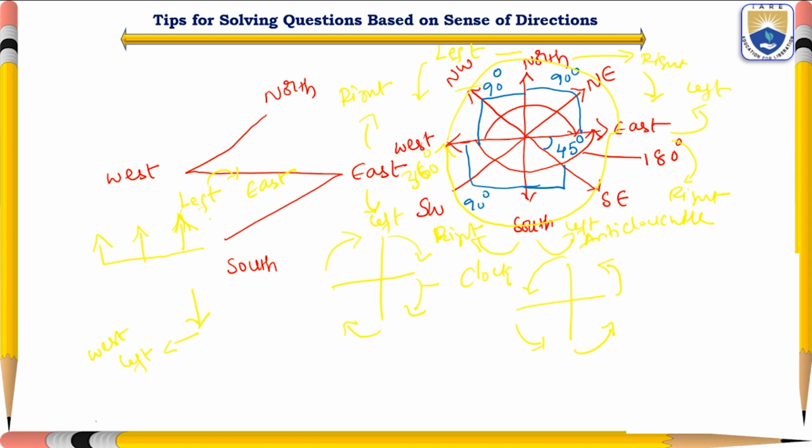west means he has to take a right turn, and from west to the north means he has to take again a right turn. From north to the east means he has to take a right turn, and from the east, a left turn means he will go to the north.